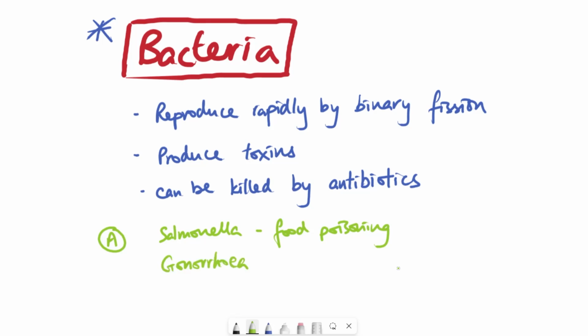Gonorrhea is the other example of bacterial diseases in animals. Now, this one is an STD, which is a sexually transmitted disease. So typical symptoms would be pain on urination, green or yellow discharge from the genital areas.